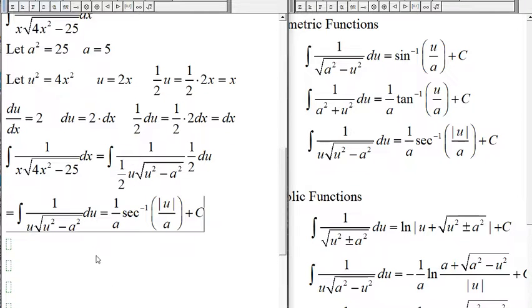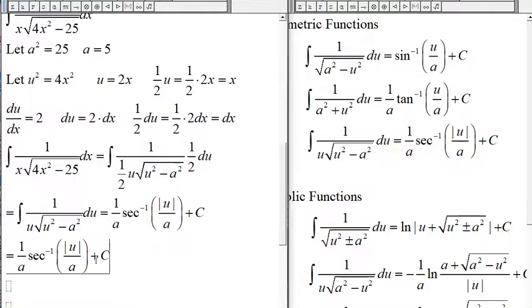And so we get 1 over a times secant inverse of u divided by a. But a is 5 and u is 2x. And so in the place of a we have 5, and then in the place of u we have 2x. And this is the answer.